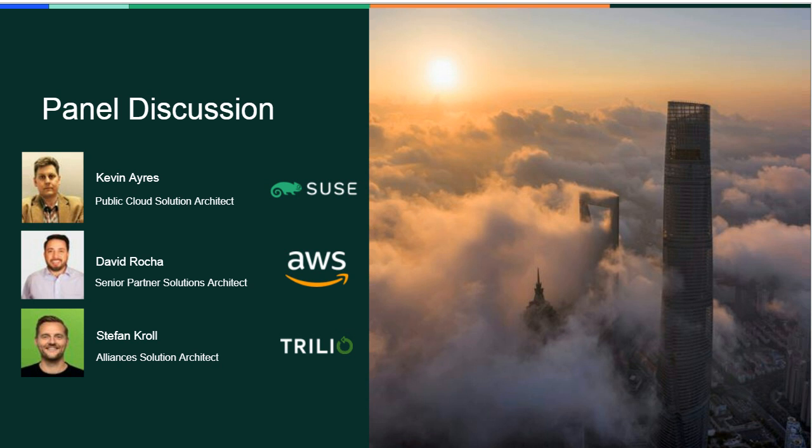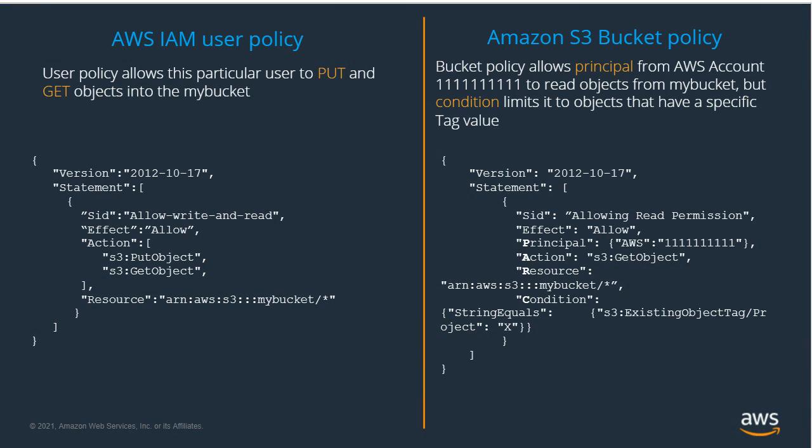And to continue with the example, here's a sample IAM user policy. The policy allows put and get actions into an S3 bucket called my bucket. So if a principal has this policy assigned, that principal is able to run put and get commands against the bucket. And if we look at the next policy, the bucket policy allows a user from a specific AWS account to read objects from an S3 bucket called my bucket. Additionally, the objects must have a specific tag value of project X. And I do want to point out that all tags are key value pairs.